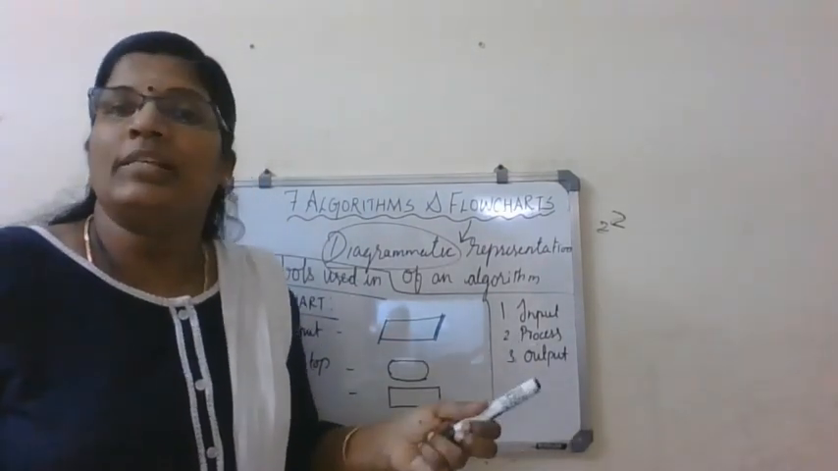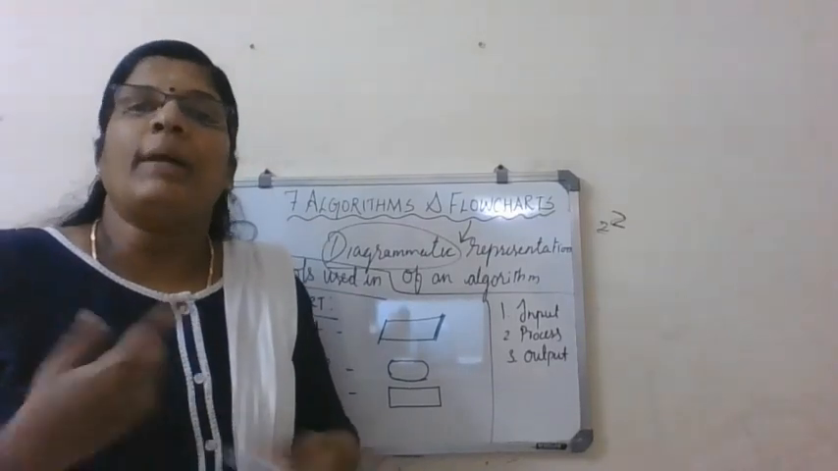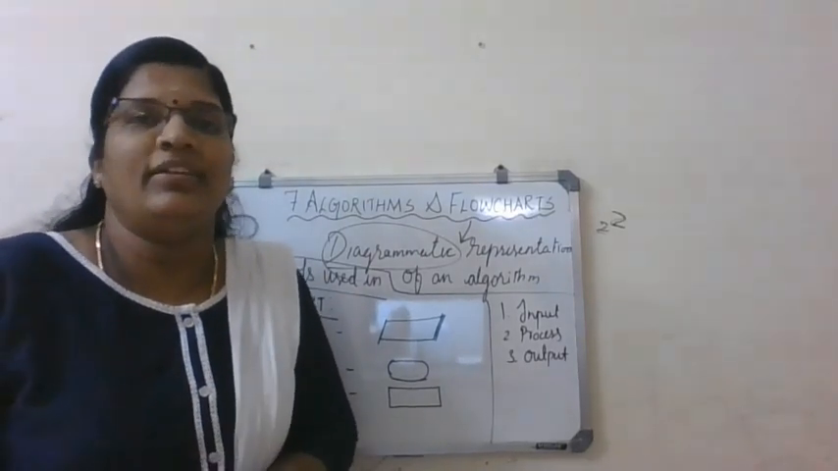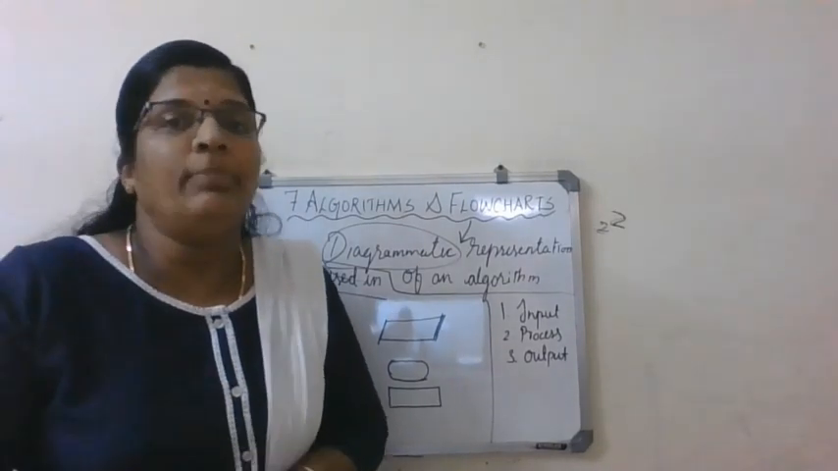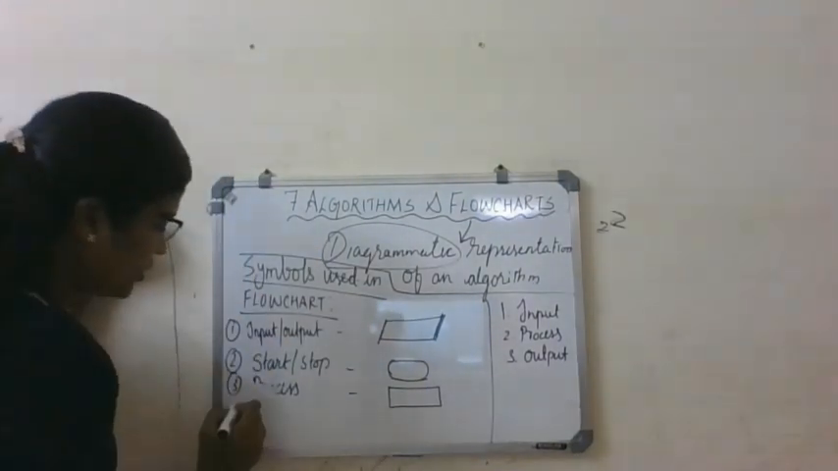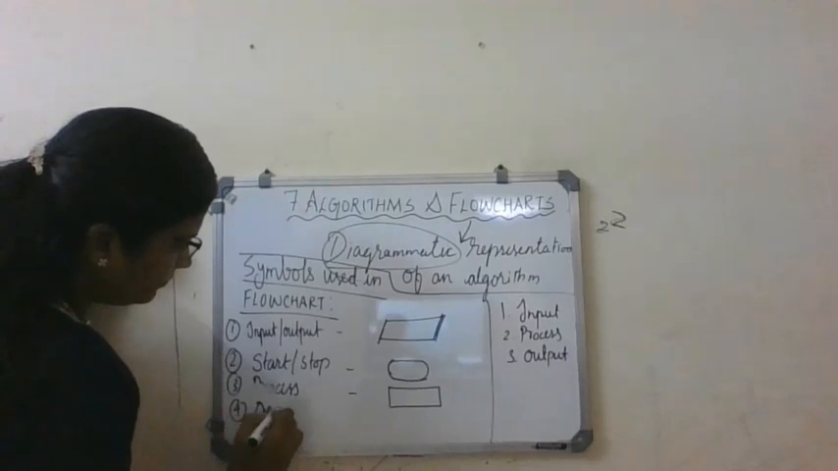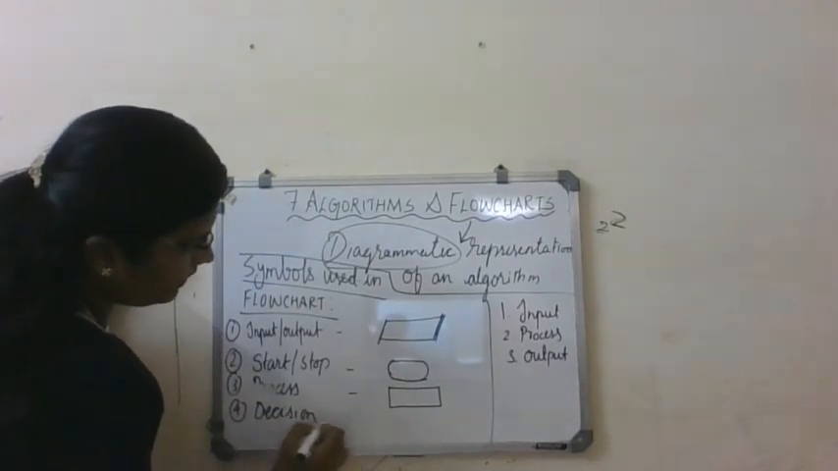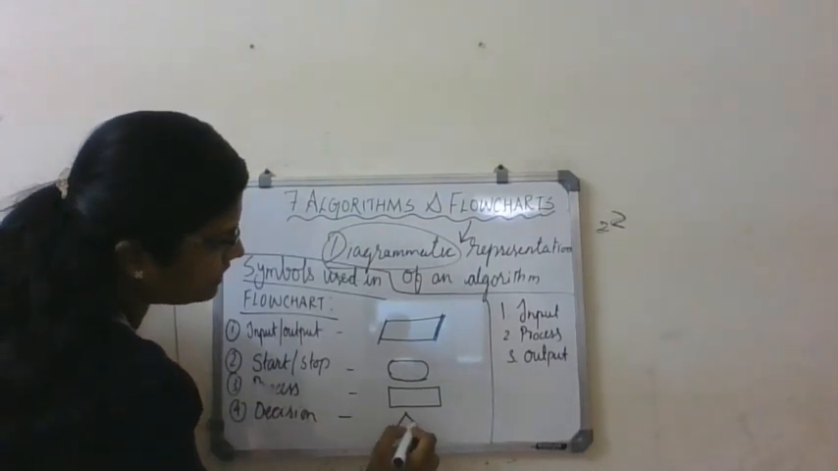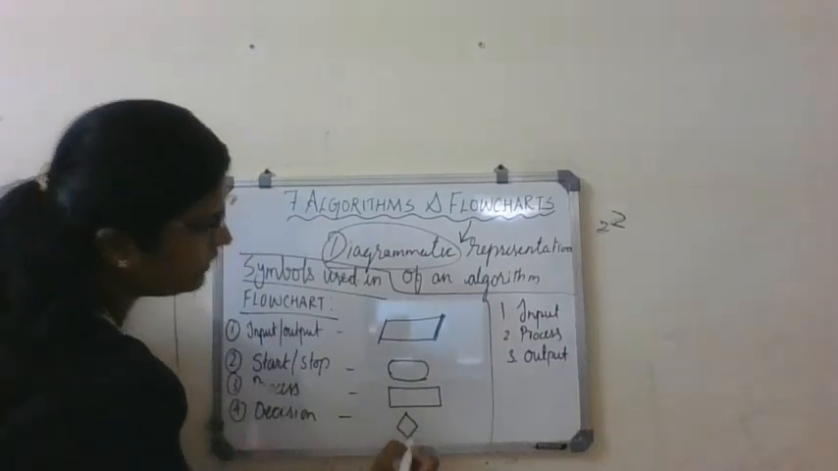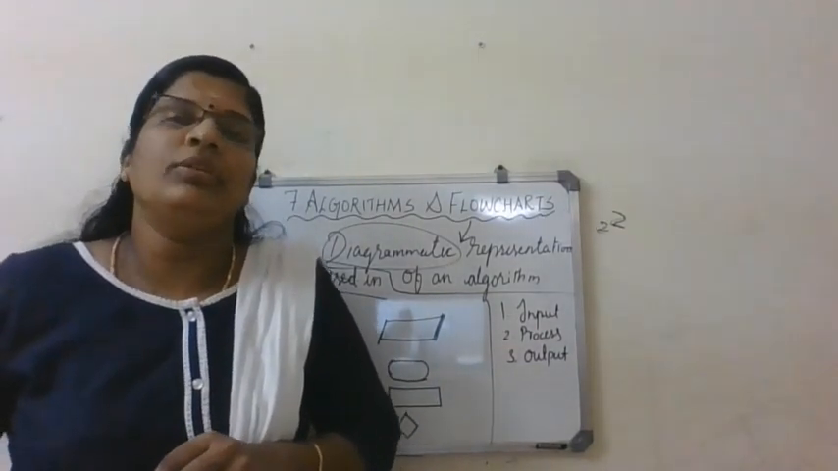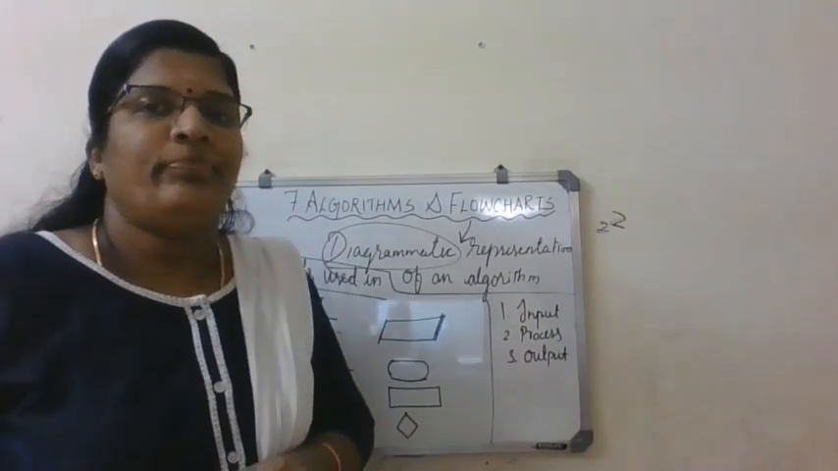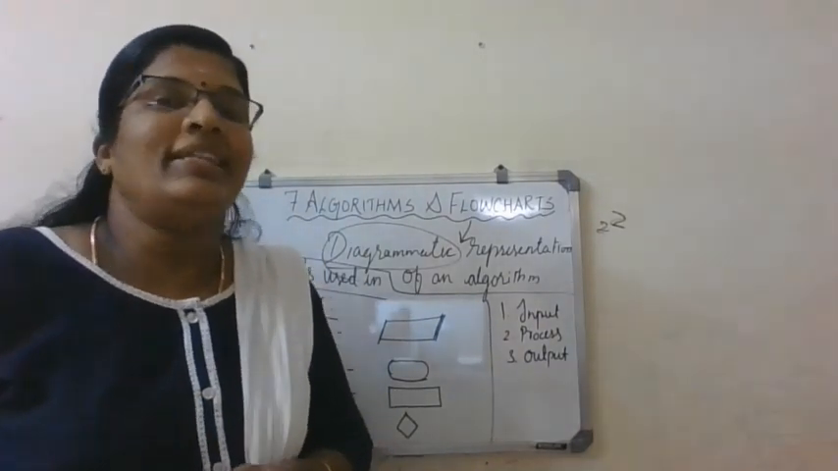What else are we using? Sometimes we do a process like a calculation, and sometimes we may take a decision, right? In order to take a decision, you have to use the decision box. For decision, it's a diamond box, a diamond shape. Got it?